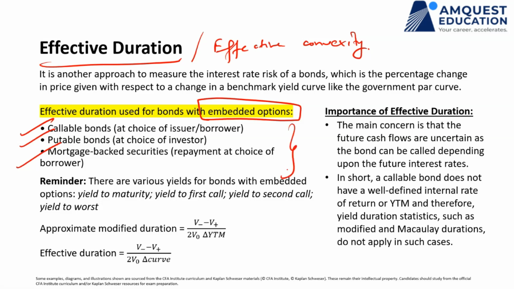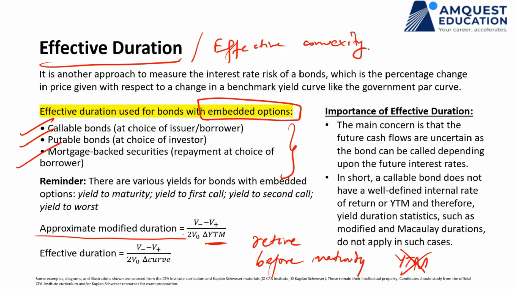So if these bonds retire before maturity, then there is nothing like a YTM. There is nothing like a yield to maturity because you're not even hitting maturity. You are retiring before maturity. And if there's no yield to maturity, it's very difficult for us to use concepts based on YTM, like approximate modified duration, which we yesterday saw is based on YTM.